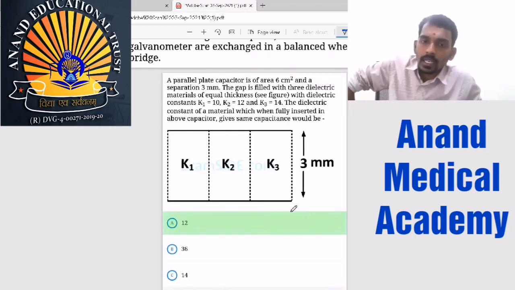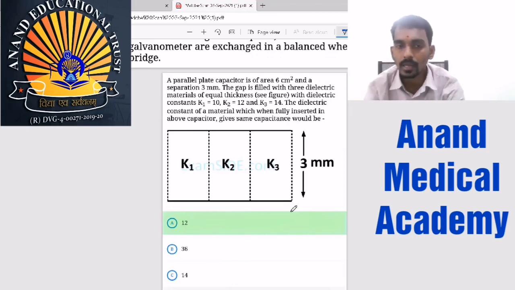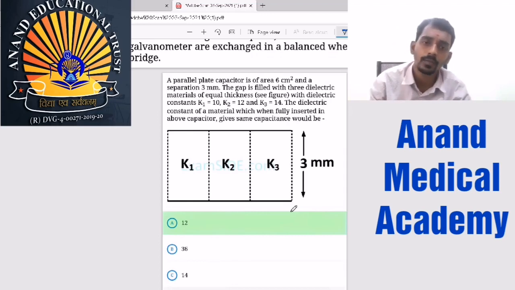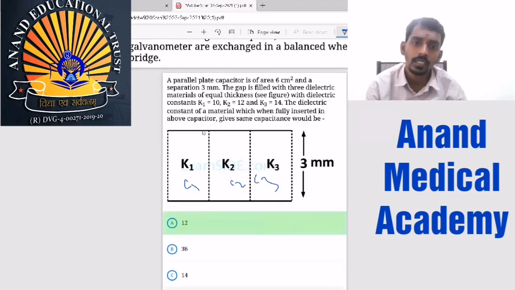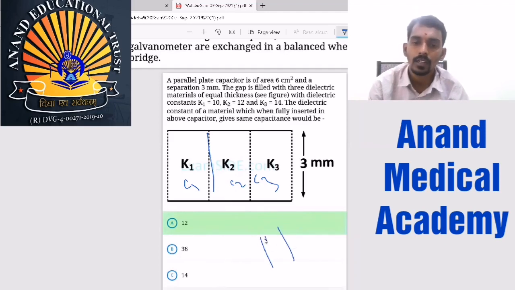Now, this is the effect of a dielectric in case of a capacitor. If there is a dielectric, then the capacitance increases. If there are multiple dielectrics, you have to take their combination. Three dielectrics means three capacitors, C1, C2, C3. Here the area is divided. If they divide the area, then C1, C2, C3 are in parallel. Suppose this is the capacitor and they divided it like this.